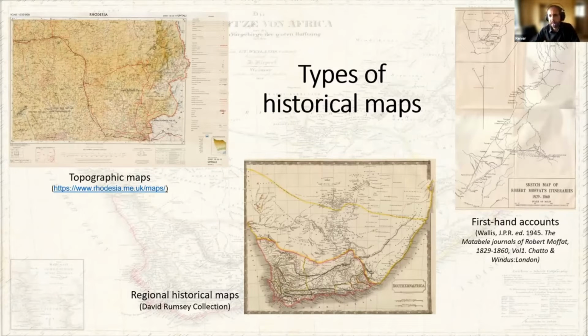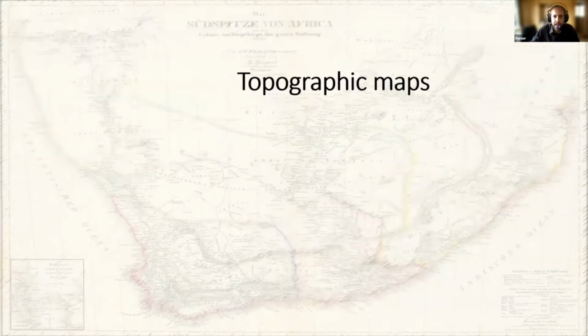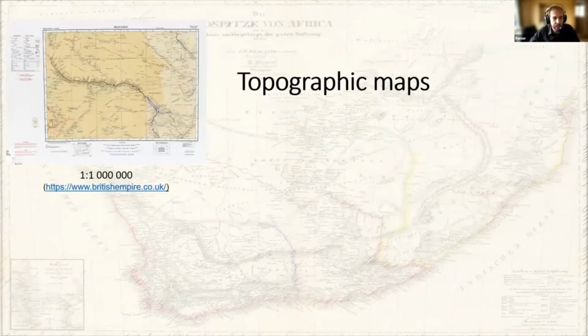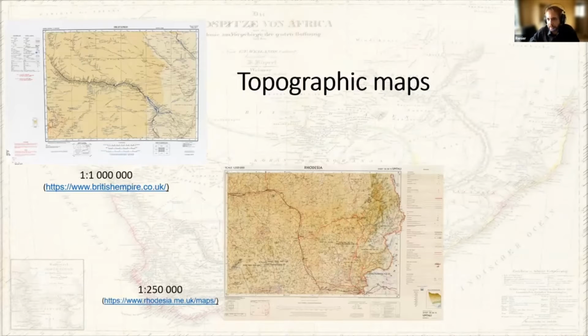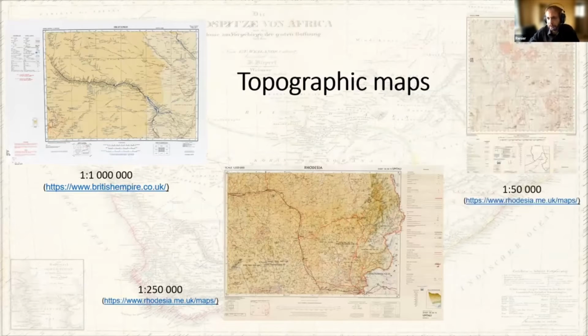Now, each map has its advantages and its disadvantages, and we get different types of information from the different types of maps. The topographical map series we generally use is the 1 to 1 million that Ed mentioned, the 1 to 250,000, and the 1 to 50,000. Each one of these gives us different types of information, and depending on your question or your goal, you can use one better than the other.